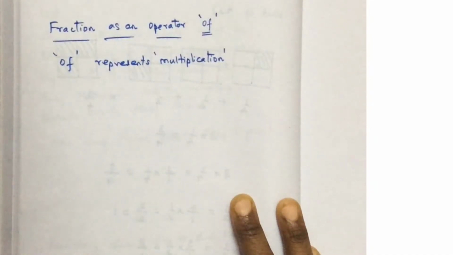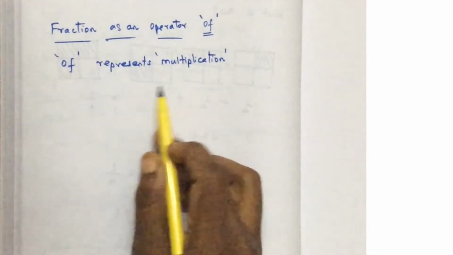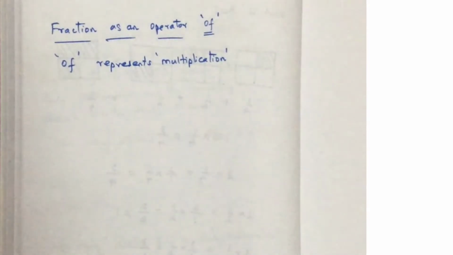The next topic is fraction as an operator of. So "of" represents multiplication. This is in the context of fractions. What does it mean?